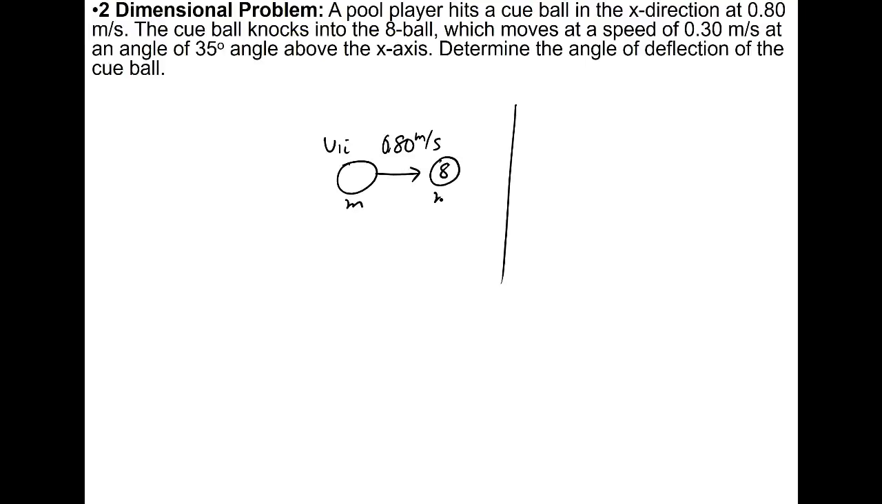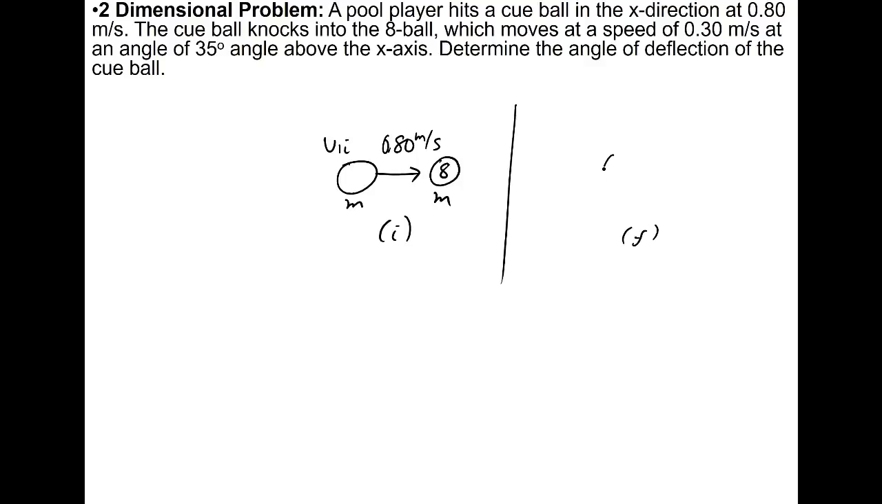So here's an example of a 2D problem. A pool player hits a cue ball in the x direction at 0.80 meters per second. So that's going to be V1 initial. The cue ball knocks into the 8 ball. Okay, so here's the 8 ball before the collision, and then it's at rest. And we're going to assume that these have the same mass m. So this is the initial picture.